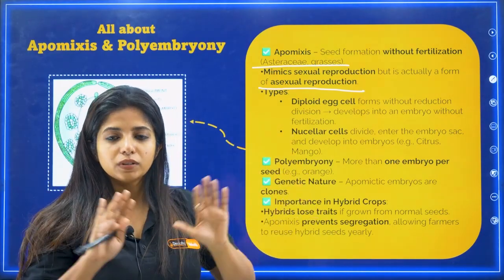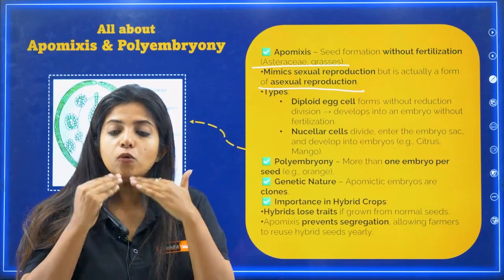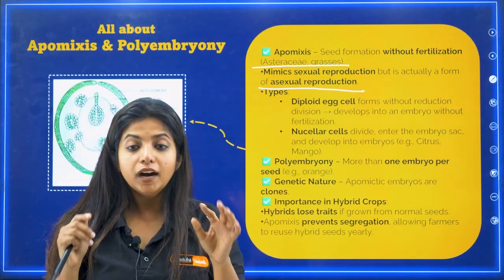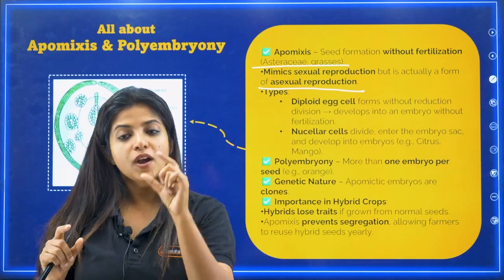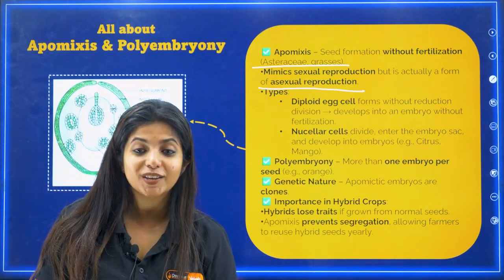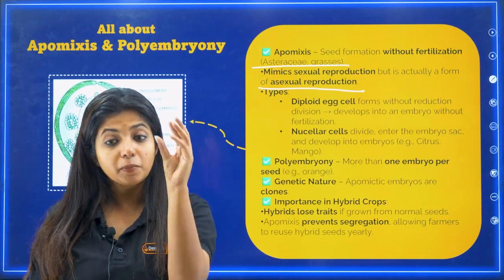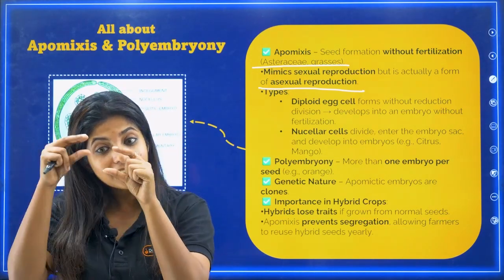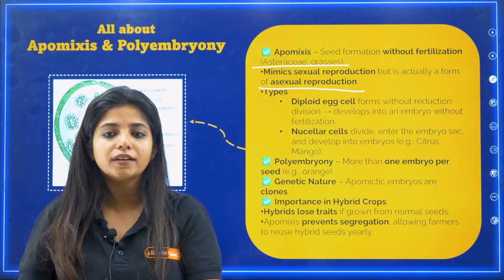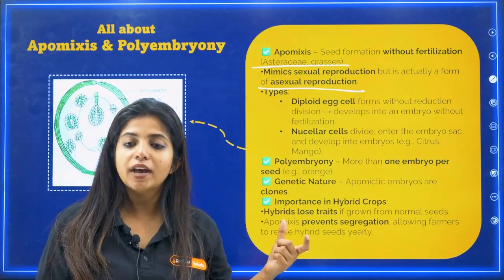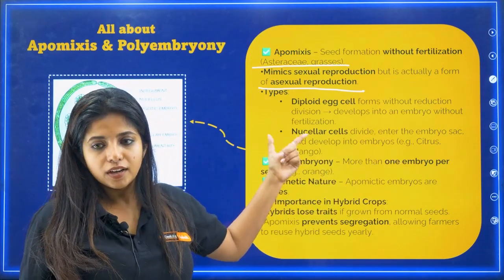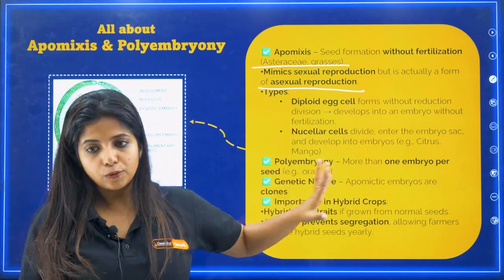Polyembryony basically means, the term actually means, when there is more than one embryo per seed. If you talk about an orange, one seed will have multiple embryos. You can never imagine that. I'm not talking about multiple seeds. The seed which is there, one single seed, will have multiple embryos within it. This condition is known as polyembryony. When does polyembryony happen? When nucellar cells divide and form the embryo sac.